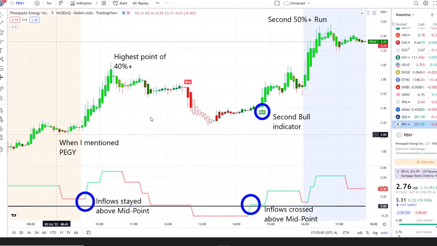Then we caught here PEGY. We caught this one in the pre-market consolidating. The inflows were still above the midpoint, and they actually started to pick up, went from red to green, full strength there on the inflows, and it went up for a highest point of 40% plus within minutes to an hour. Then it started to pull back down, hit a dip area here on 42 vision, full strength here in 42 vision as well, and transition. Second bull indicator, inflows crossed the midpoint this time with full strength and gave a second run of 50% plus, guys.